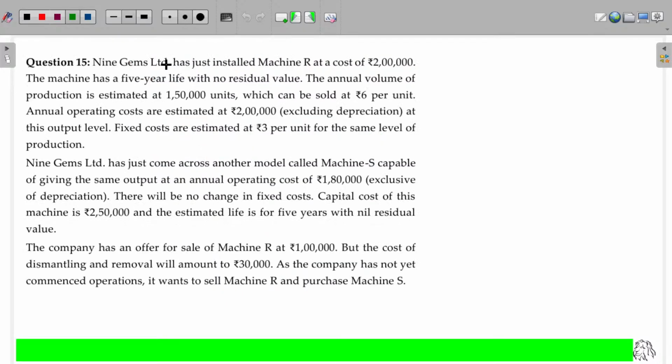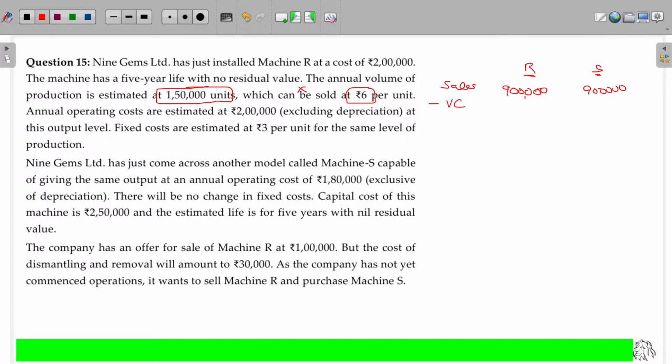In case of mutually exclusive, find out the NPV for both the projects. Is that okay? Now, sales for machine R, for machine S. What is the sales revenue? 1,50,000 units. Per unit cost is 6 rupees. 9 lakhs is the sales. Whether you sell units produced from R or produced by S, you will get the same sales revenue.